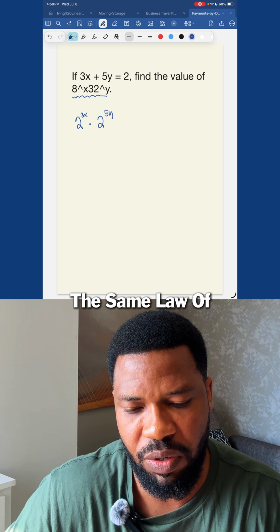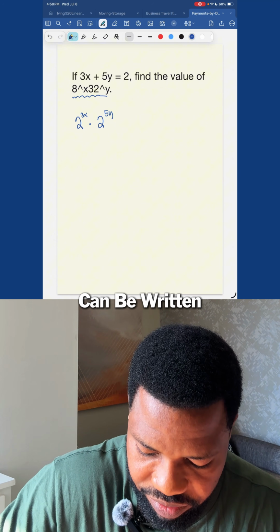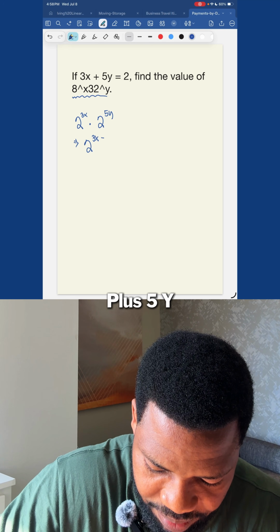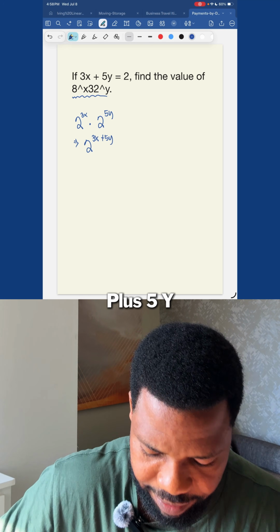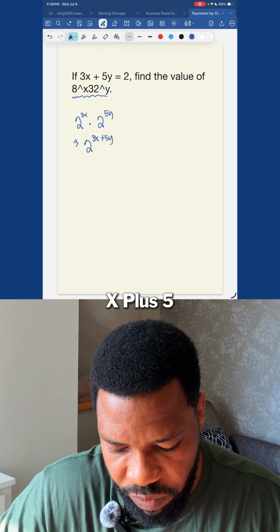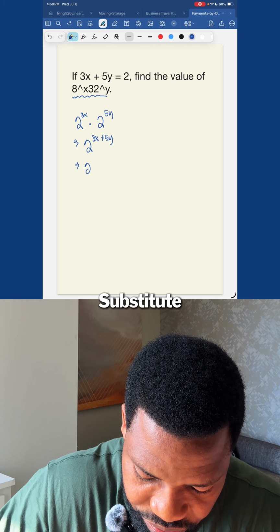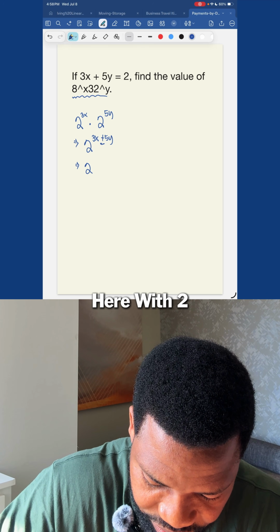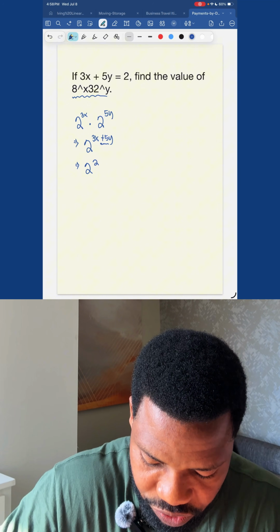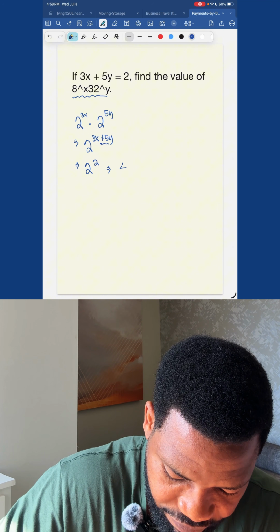Now, applying the same law of exponents, this can be written as 2 to the power of 3x plus 5y. And remember the condition in the question. It says that 3x plus 5y equals 2. So I can substitute the entire expression here with 2. So I have 2 to the power of 2, and that is 4.